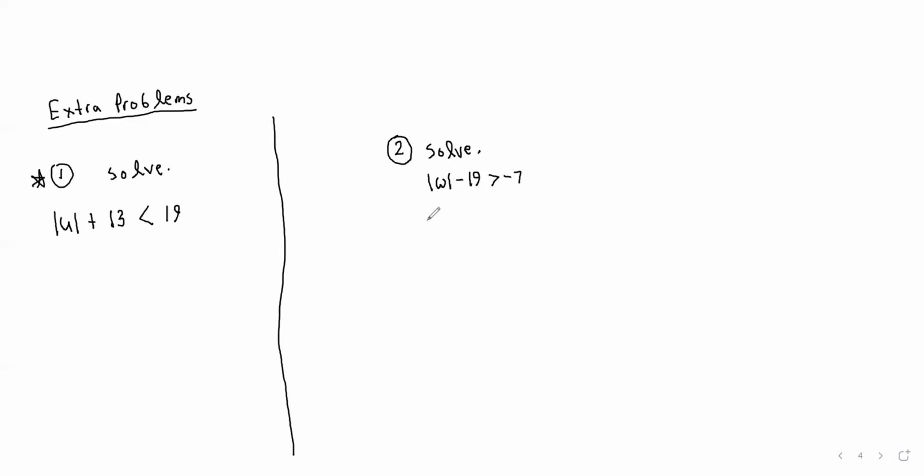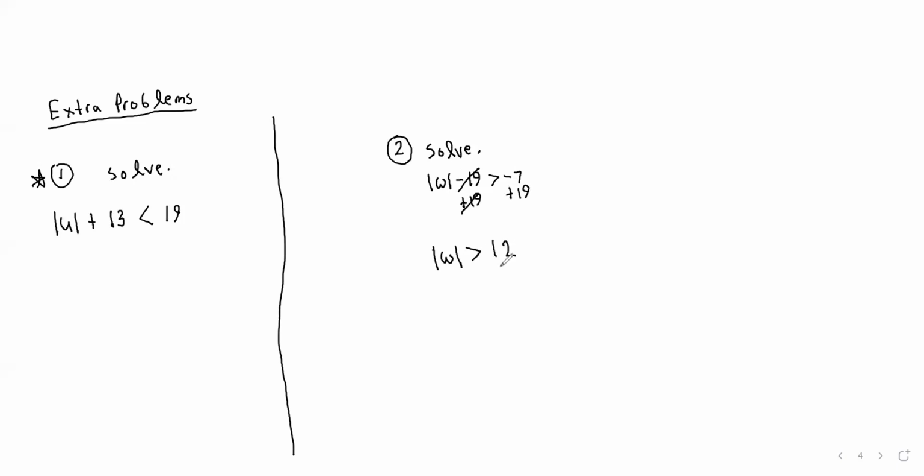So you can go ahead and try number 2, and I will go ahead and write the solution down now. First thing we want to do is to isolate the absolute value, which means we need to get rid of this minus 19. So I'm going to add a 19 to both sides. We have a minus 19 plus a 19 is 0, so you can cross these out. And our new equation is absolute value of w is greater than minus 7 plus 19, which is 12. And so we have the equation absolute value of w is greater than 12.